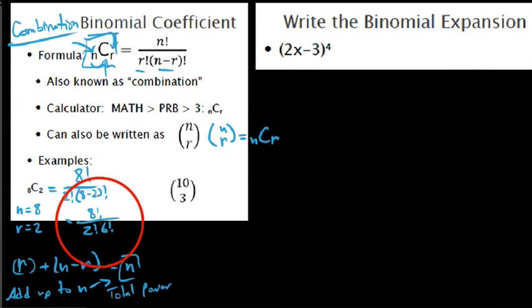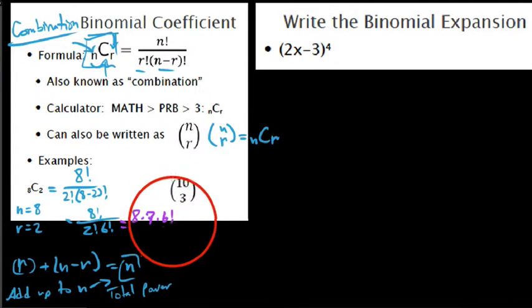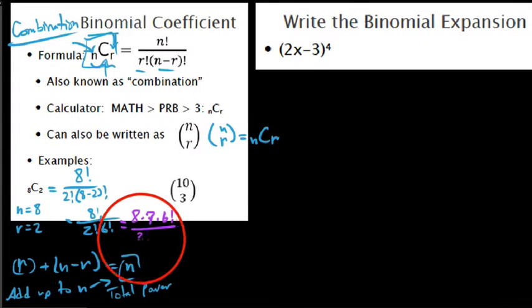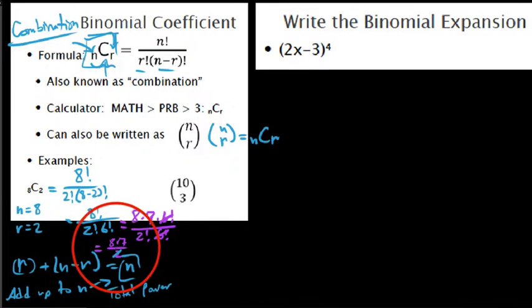With respect to simplifying this, we get 8 times 7 times the bigger of the two factorials in the bottom, because we're going to cancel out the 6 factorials. We get left with 8 times 7 all over 2 times 1. If we reduce these, we get 4 times 7, which is 28. And so 28 is the value of 8 choose 2.